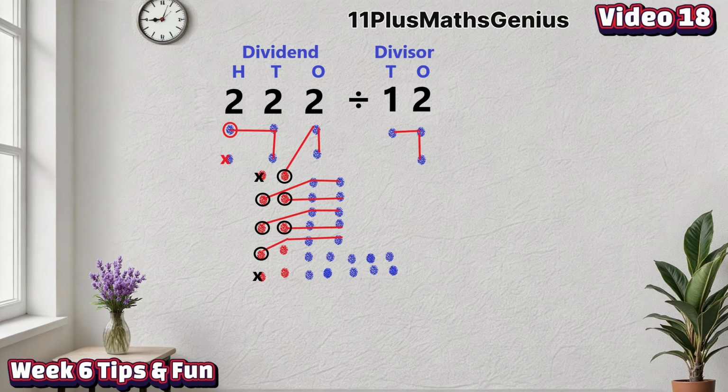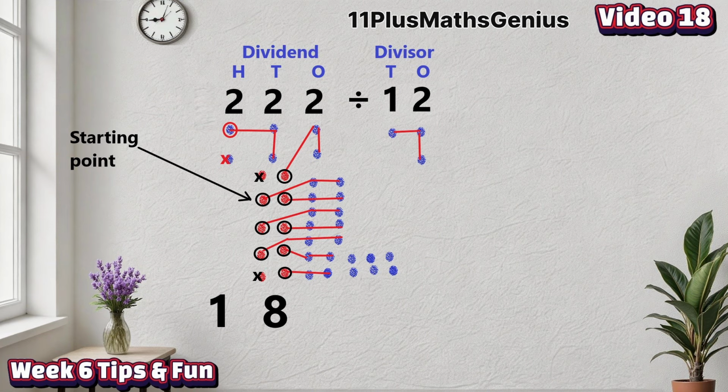Next we move another 10 dots. Now we connect another 2 times. Since no more dots are remaining in the second column, we stop here. The remaining 6 dots in the last column are our remainder. So we have 1 starting point in the first column and 8 starting points in the second column. So the answer is 18 remainder 6.